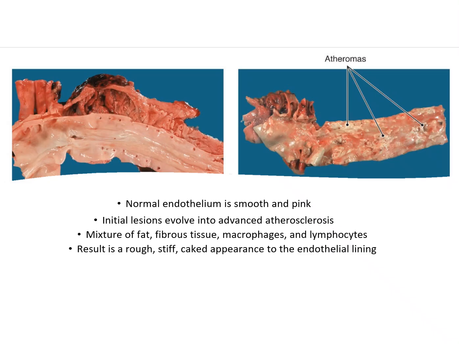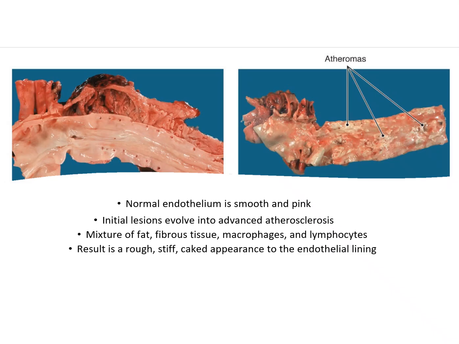This slide shows a gross comparison between normal arterial endothelium and advanced atherosclerosis, and it's a really important visual for understanding how dramatic the vessel surface changes are. On the left, you see normal arterial endothelium. Key characteristics are smooth, glistening, and pale pink. The smooth surface is critical because it allows laminar blood flow, resists platelet adhesion, and helps maintain normal vascular function. In a healthy vessel, blood should move through with minimal resistance and minimal turbulence.